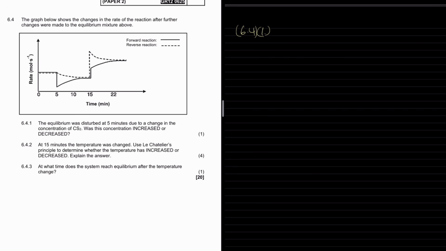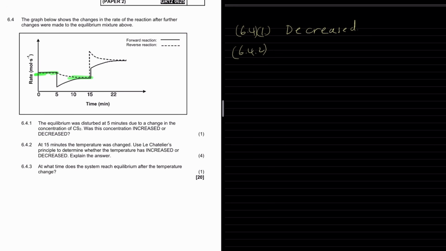Now, I'm answering this based on what I'm seeing in the graph. I'm seeing that the rate decreased. And I know from rates, one of the factors that affects the rate is the number of particles. If we decrease the number of particles, or decrease the concentration, then the rate is going to decrease, because collision theory says that fewer particles, fewer collisions, lower rate. So I'm going to say that it was decreased, because if I'm looking at the graph, I'm seeing that the rate decreased.